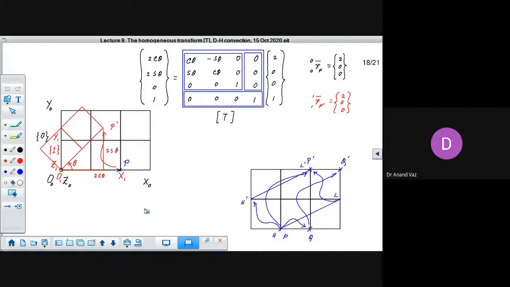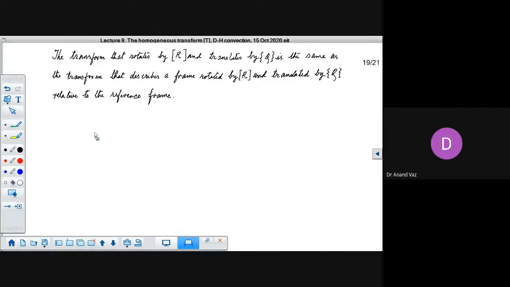In summary, we can just say that the transform that rotates by R and translates by Q is the same as a transform that describes a frame rotated by R and translated by Q relative to the reference frame. So this summary I have extracted from the book by John J. Craig, but it aptly describes all that we have discussed so far.